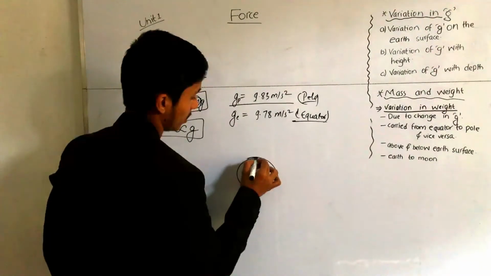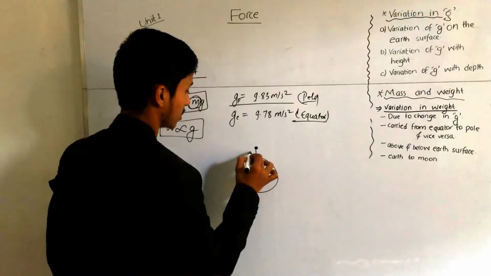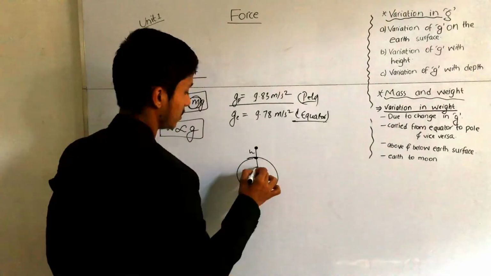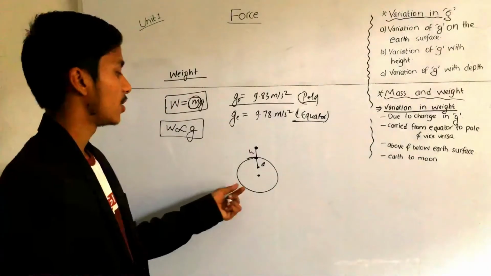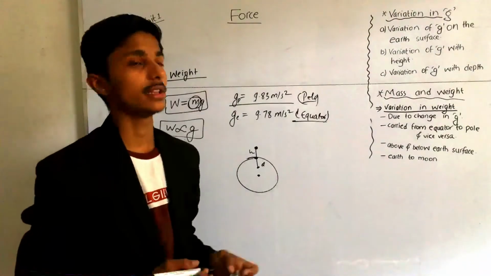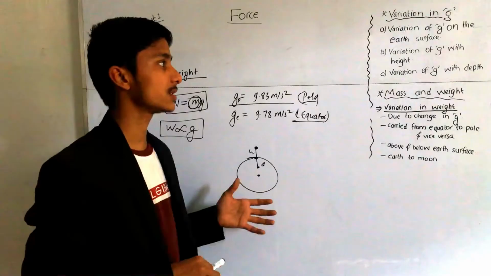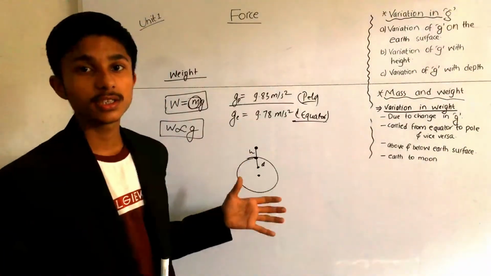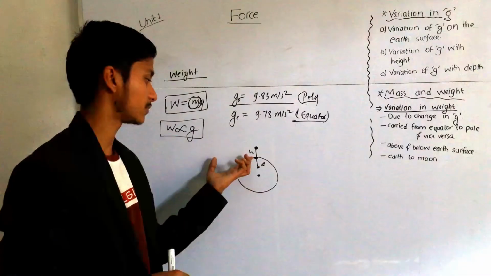Here, when we carry an object above, above means at a certain height, and below means at a certain depth. We have studied under these two topics that the value of the acceleration due to gravity decreases with the increase in height and increase in depth.